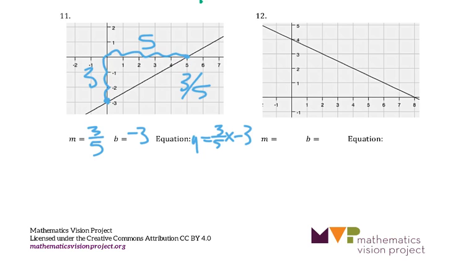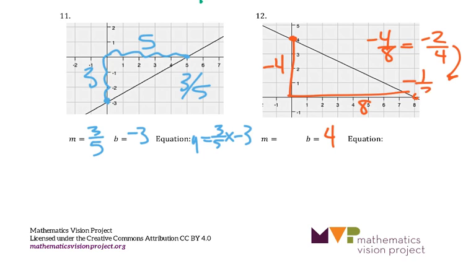And the last one, start at 4. Going down 4, to the right 8, negative 4 over 8, which we like to reduce to negative 2/4, which reduces to negative 1/2. Could have went down 1 and to the right 2. So we get y equals negative 1/2 x plus 4. And there we go, guys.